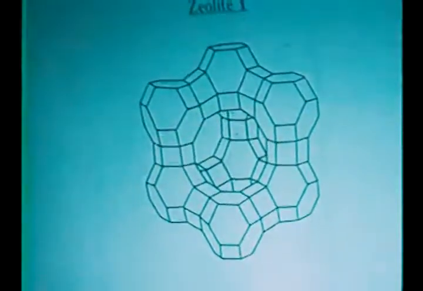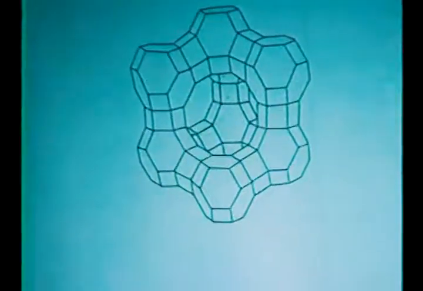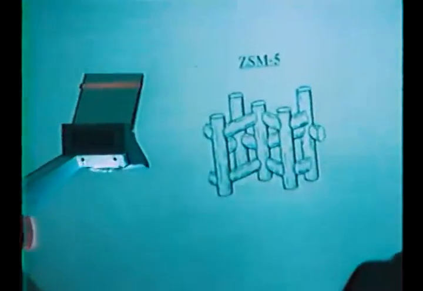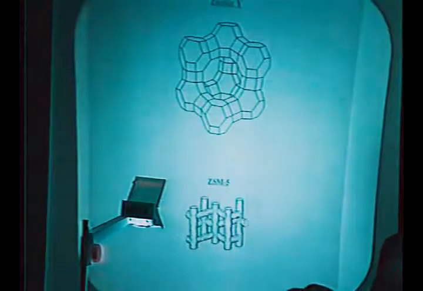And unlike ZSM5, where you have straight zigzag type channels with interconnected pores, which all have openings large enough for pyridine to access, here, therefore, we get better agreement. But here, we get a disagreement, and that's to our advantage because we would like to miss the sites that are not accessible to our hydrocarbon.